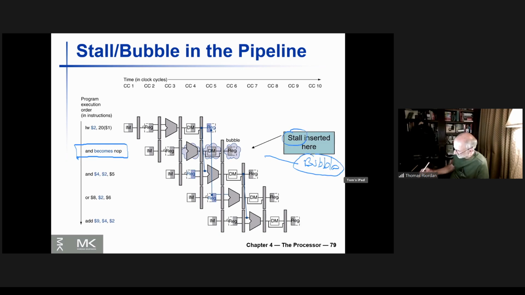It's nice to think of it as a bubble appearing in the pipeline. It's like a bubble in a real pipe where water is flowing or something. There's a big space where nothing is happening. That's an air bubble in your pipe.